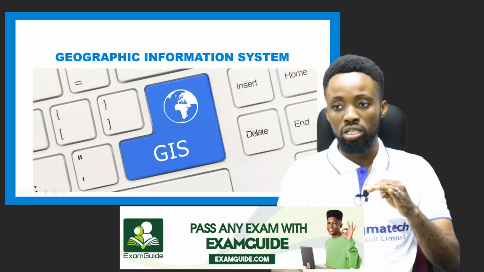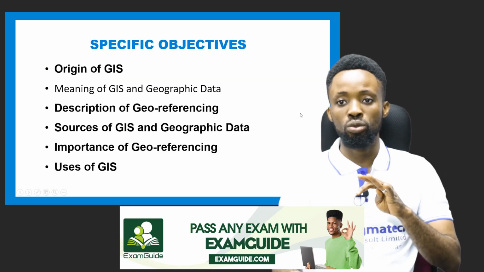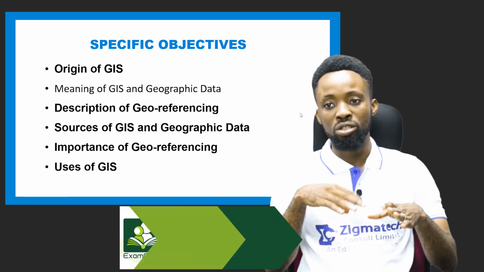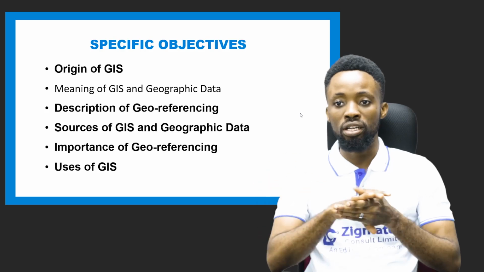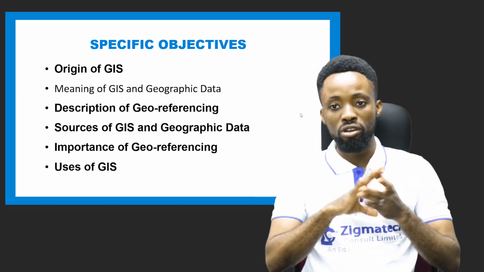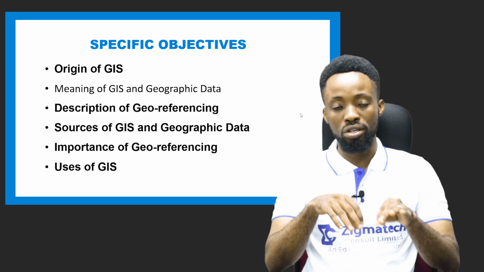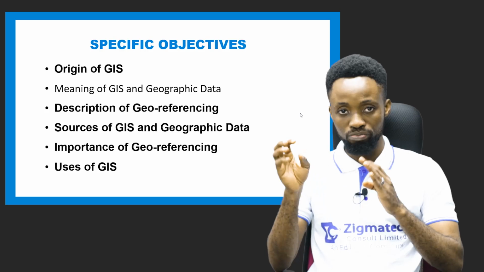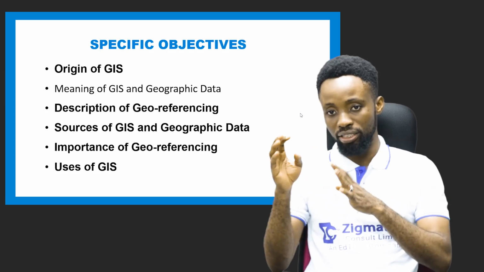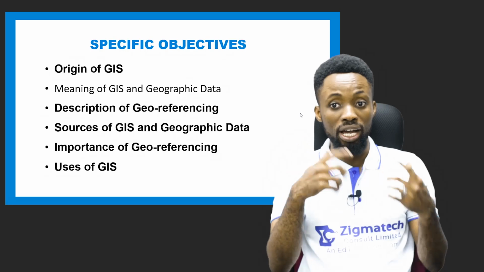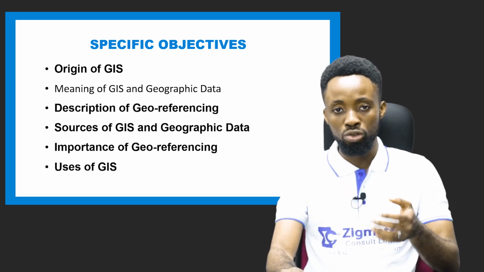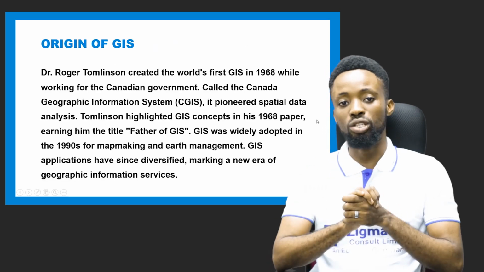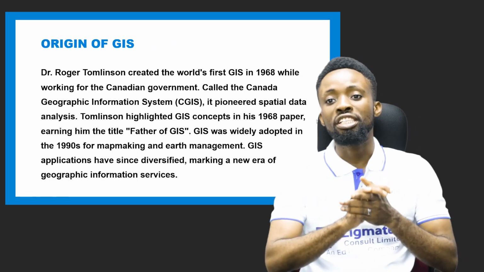So quickly, for this lesson we'll look at the origin of GIS, then we go over to the meaning of GIS and also geographic data, then we'll look at the concept of georeferencing and what it means, and the sources of GIS and geographic data, as well as the importance of georeferencing, geographic data and GIS. So these are what we'll be looking at in this lesson. So let's start with the origin of GIS.